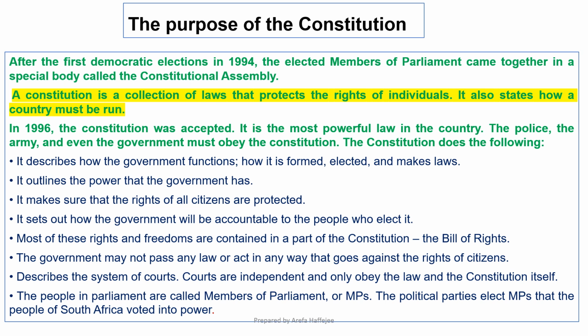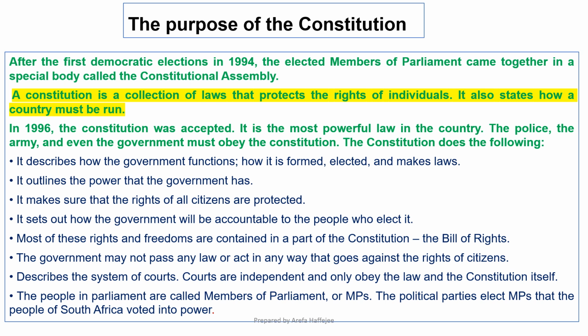Well, it describes how the government functions, how it was formed, how elections take place, and what makes up the laws. It outlines the power that the government has. It makes sure that the rights of the citizens are protected. It sets out how the government will be accountable to the people who are elected.